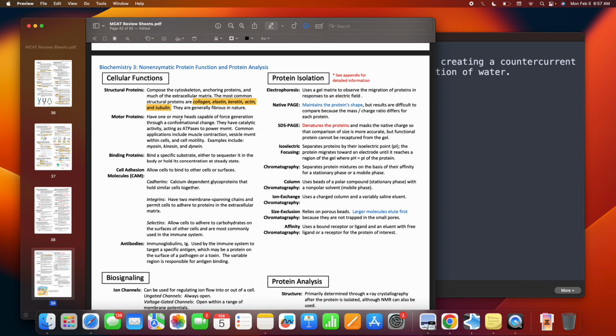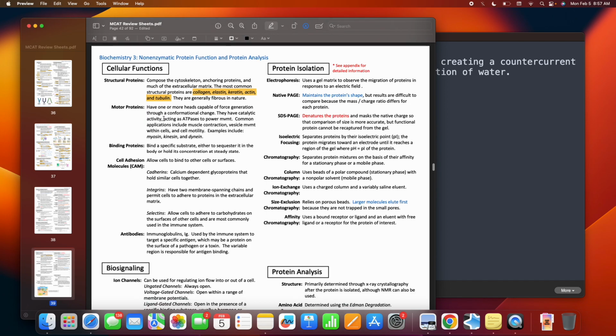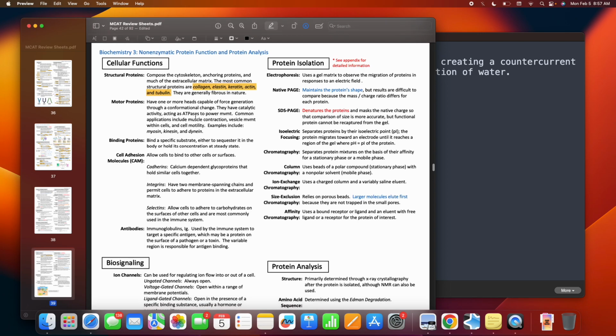Motor proteins have one or more heads capable of force generation through a conformational change. They have catalytic activity, acting as ATPases to power movement. Common applications include muscle contraction, vesicle movement within cells, and cell motility. Examples include myosin, kinesin, and dynein.